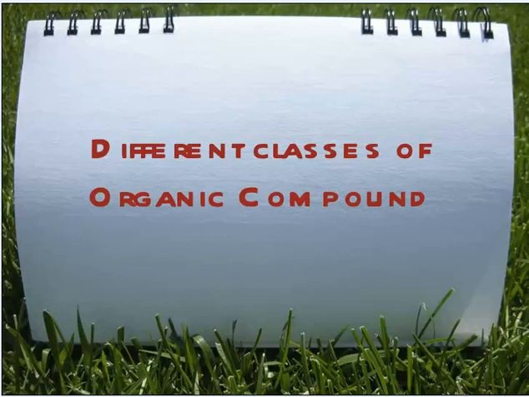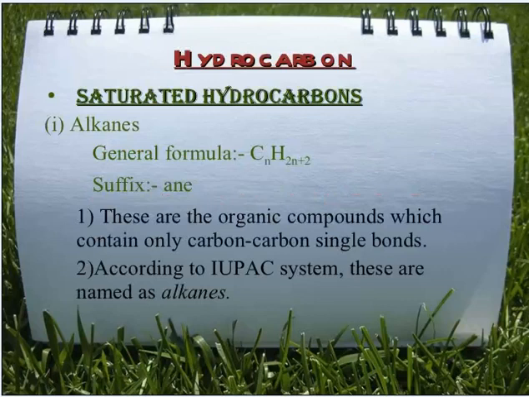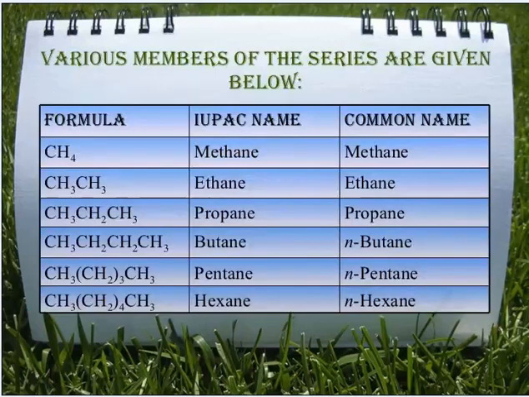Different classes of organic compound. Hydrocarbon. Saturated hydrocarbon. Number 1, alkanes. General formula is CnH2n plus 2. Suffix ANE. These are the organic compounds which contain only carbon-carbon single bonds. According to IUPAC system, these are named as alkanes. For example, methane, ethane, propane, butane, pentane, hexane.